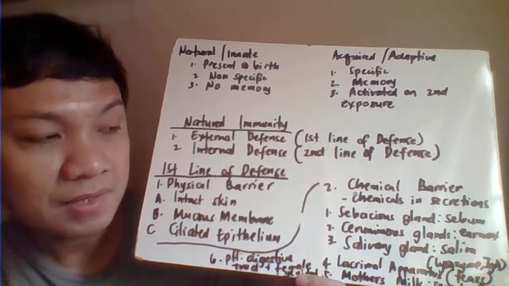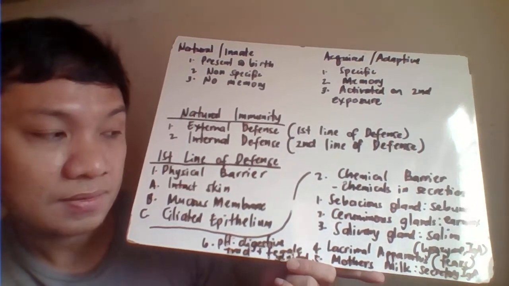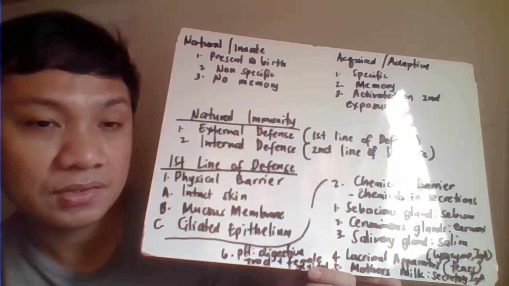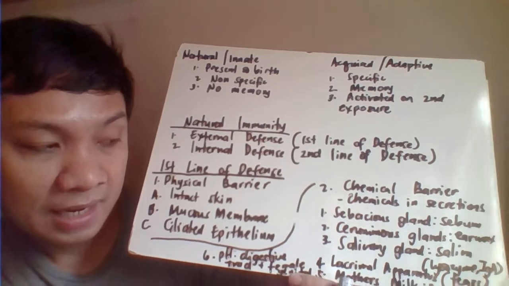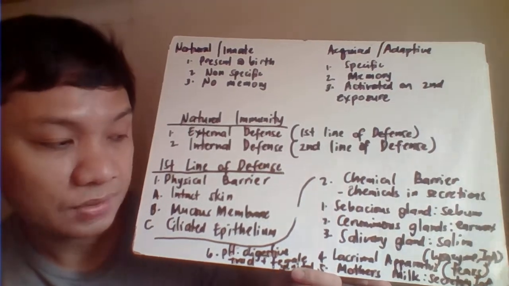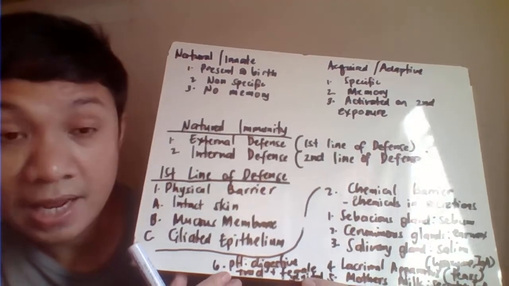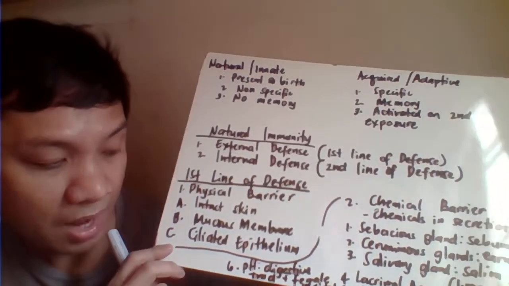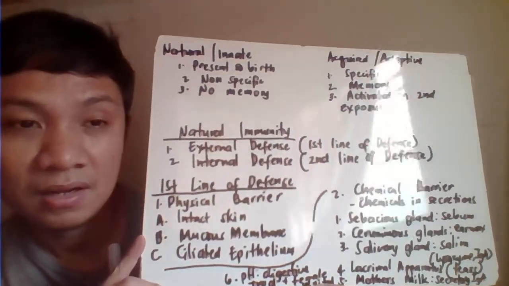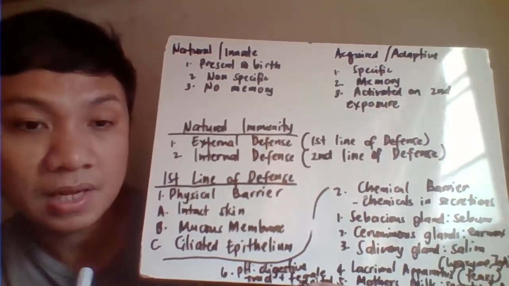Examples for that are your sebaceous gland or sweat gland containing the sebum, and your ceruminous glands, the earwax. We have also the salivary gland, where the saliva contains lysozyme and secretory IgA, which are antimicrobial. Your tears also contain chemical substances in the form of lysozymes and secretory IgA, as well as our mother's milk, which also contains secretory IgA. Another one is the pH of your digestive tract, and even the pH of the vaginal tract or the female genital tract, which also provides protection against the colonization of our pathogens.